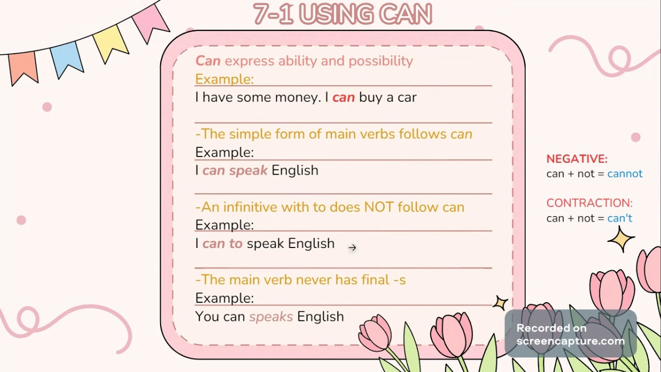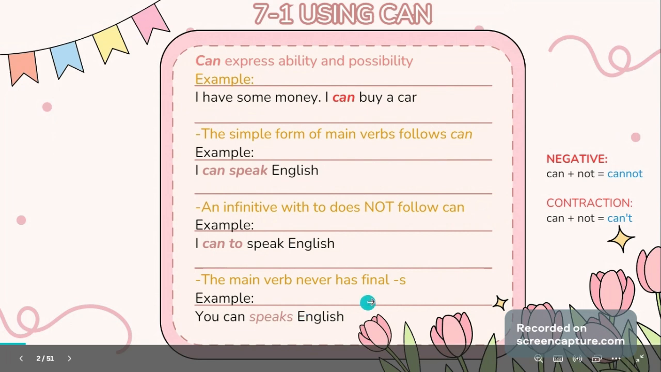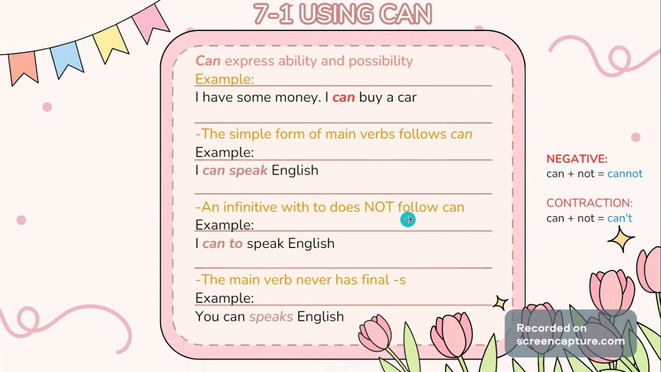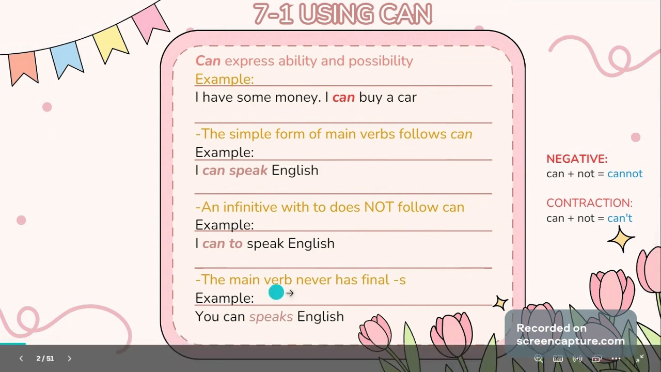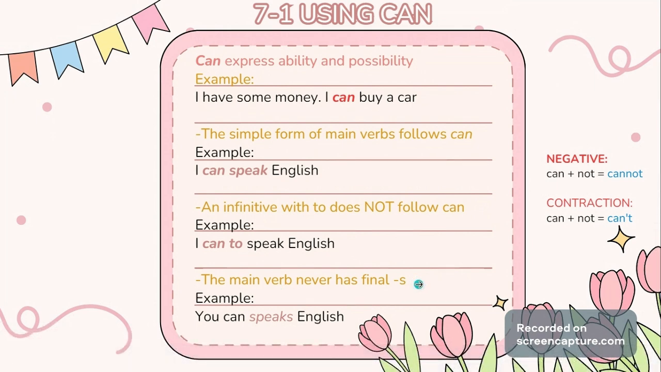And the main verb never has a final s. So, you can speaks English. No, it's incorrect, because the main verb never has a final s. And for the negative, can plus not is cannot. And the contraction of cannot becomes can't.